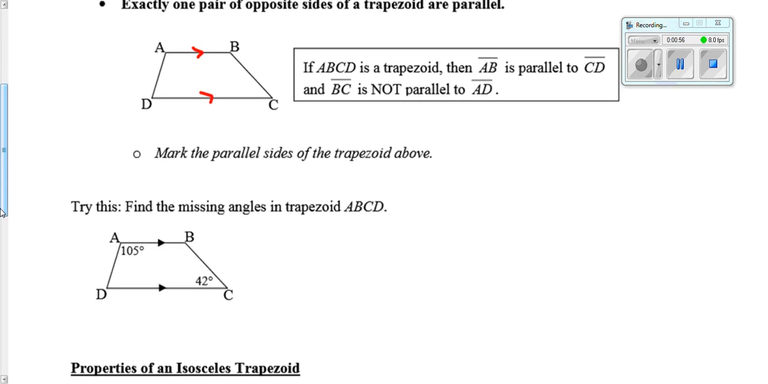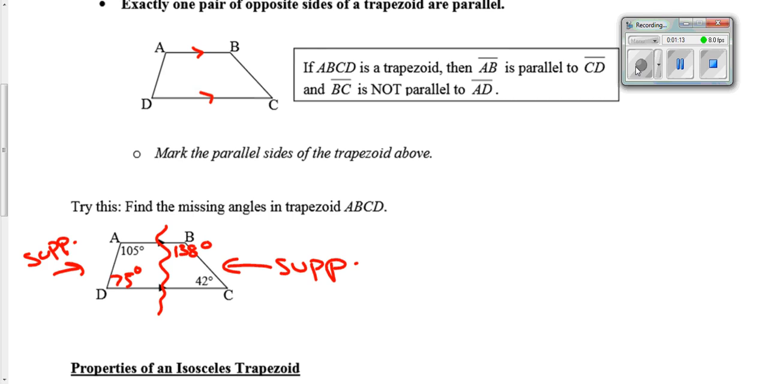So, on your own, see if you can figure out the missing angles in the trapezoid. I will give you a hint. Use what we know about parallel sides and consecutive angles. I'm going to pause the video. Try it on your own, please. All right, the one angle is 75 degrees, the other is 138. If you got that correct, you can go ahead and move on. If not, listen to the explanation.